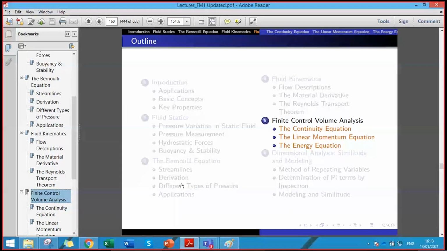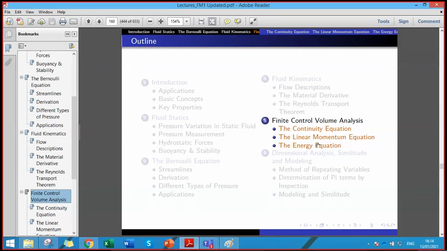Now we will be replacing property B with different variables, different properties. Let's say we will be replacing small b with unity. Then we will have capital B as mass, right? So we'll get the continuity equation. So this will give us the continuity equation.